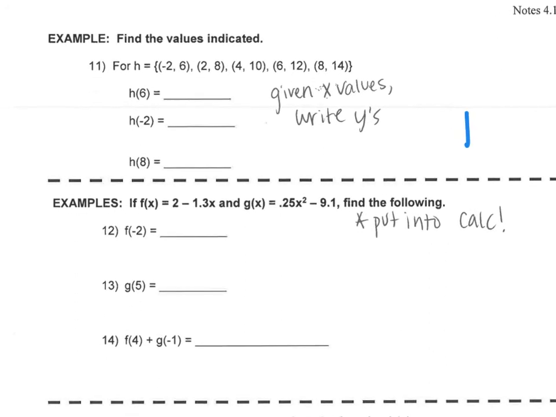Number 11 is really easy. They've given you a list of coordinates, a list of x and y's, and they want you to find the y values when they give you an x. So remember, this is h of x. So they're saying x is 6.